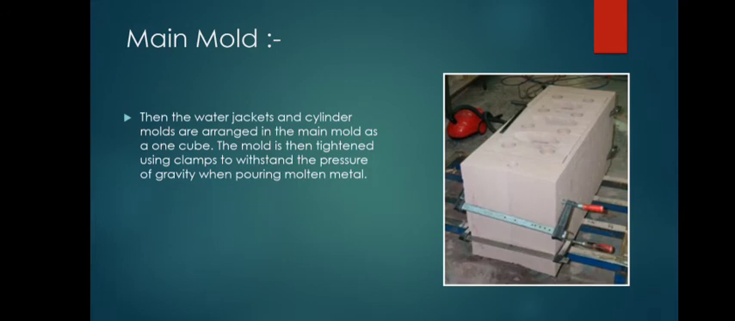Here in the image you can see the main mold, which is in the form of cope and drag. Then the water jackets and cylinder cores are arranged in the main mold as one cube. The mold is then tightened using clamps to withstand the pressure of gravity when pouring the metal.